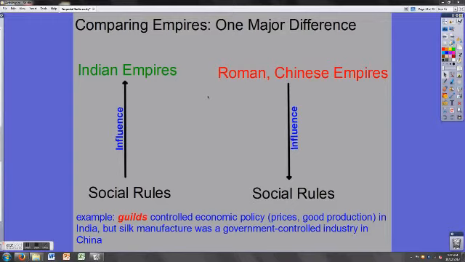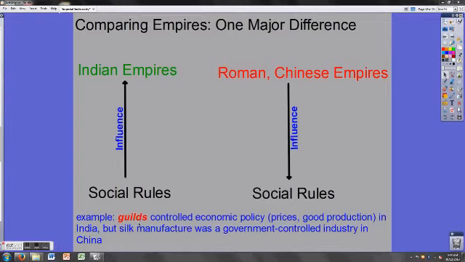In the Indian Empire situation, you normally see social rules coming from the people, coming from society as a whole, influencing how the government is run, what sort of laws the government is going to enforce. On the other hand, with Roman and Chinese empires, you tend to see the folks at the top in power of the government or in charge of the government influencing the social rules.